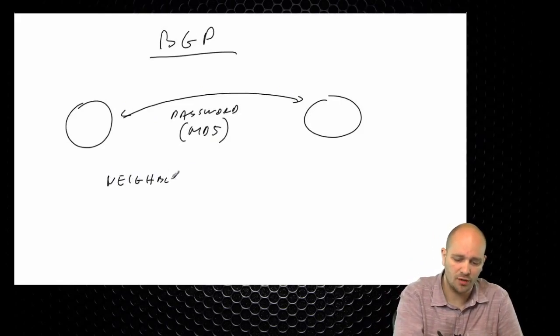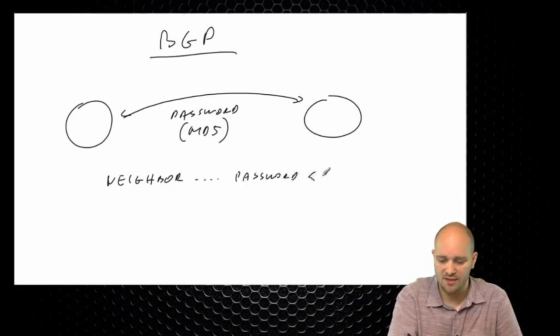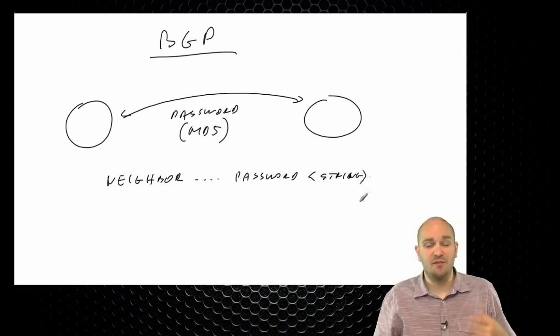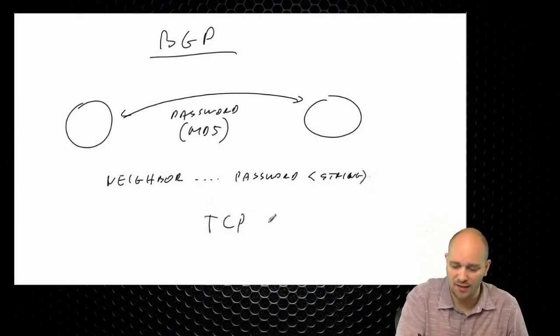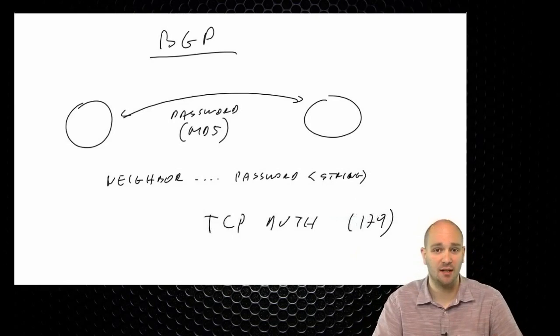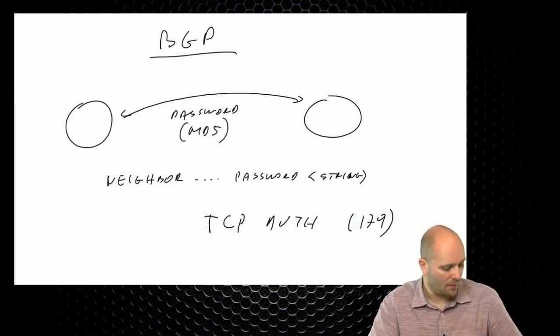It's configured on the neighbor, and then we specify the neighbor password, and we specify the password string. You have to configure it on both sides. If you don't configure it on both sides, you are going to get TCP authentication errors. And if you see port 179 mentioned there, you know that you're dealing with a misauthentication in BGP.